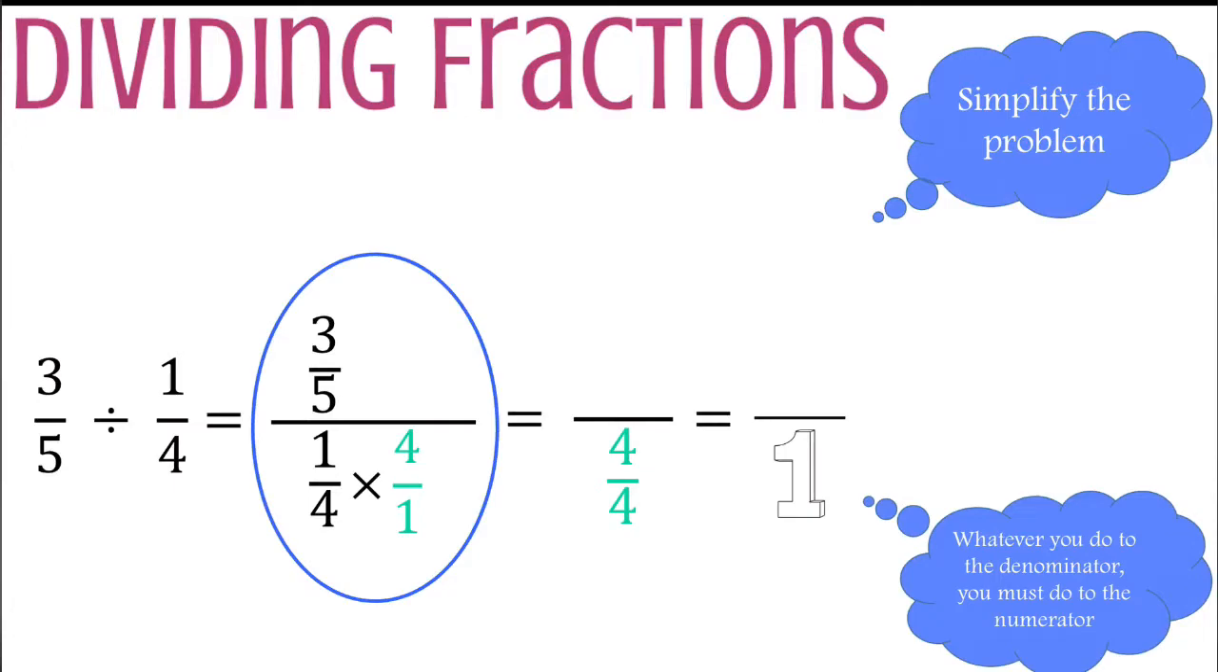Now don't forget, whatever you do to the denominator, you must do to the numerator in order for it to be equivalent. So I'm also going to multiply 4 over 1 here. I just do the math, and I get 12 over 5. What we can remember is, if you divide a number by 1, it just gives you itself. So here we end up with an answer of 12 over 5.